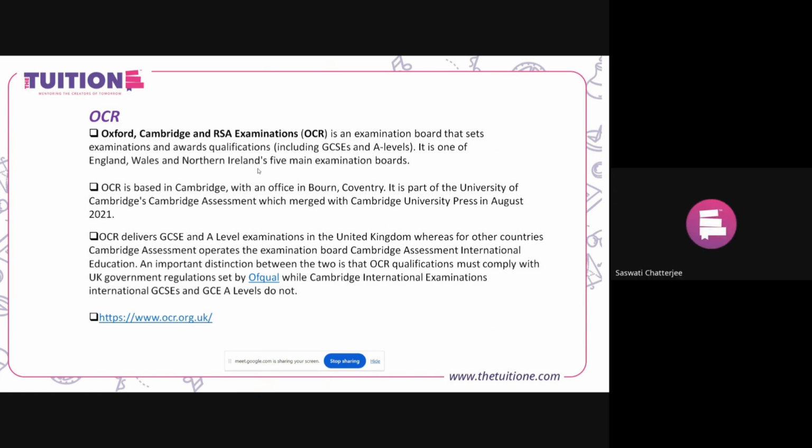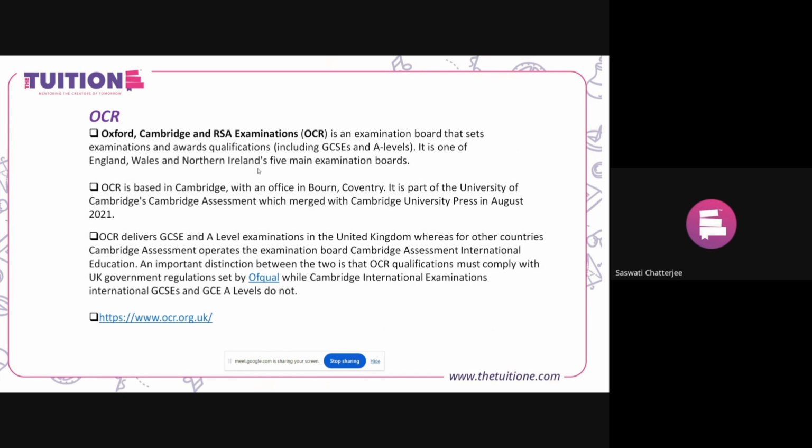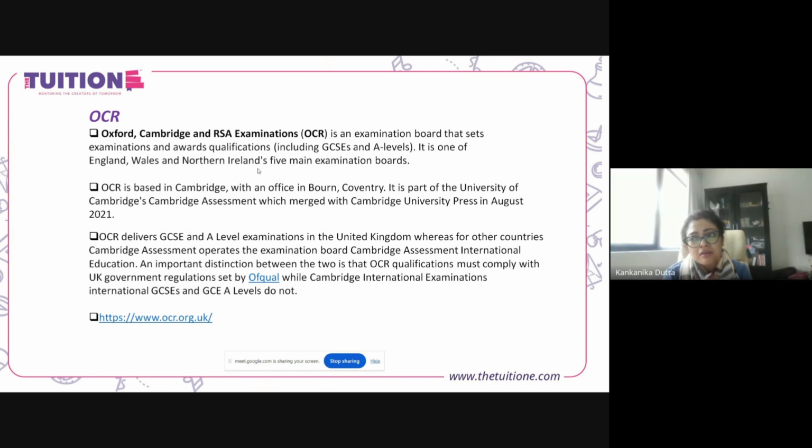Just one interruption, Konkonika: we haven't yet received any student lead from OCR. Yeah, because OCR is generally not taken up by international students, anybody outside the UK. Okay, understood. Very few schools will be OCR certified schools. So that's why I'm giving just a brief overview. I'm not going into details because it will not add to your knowledge.